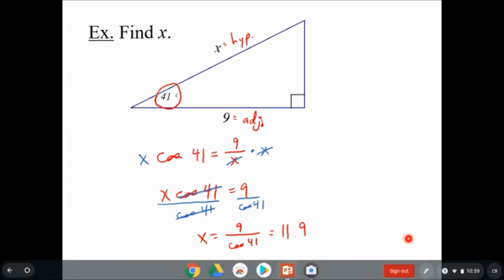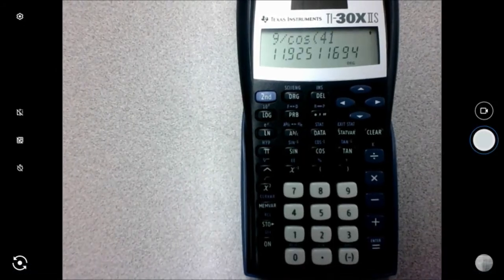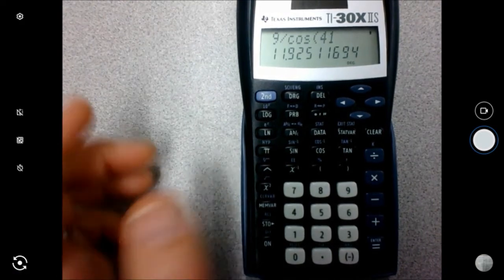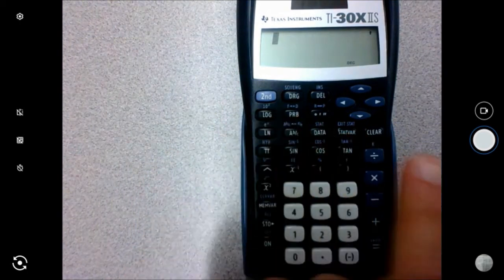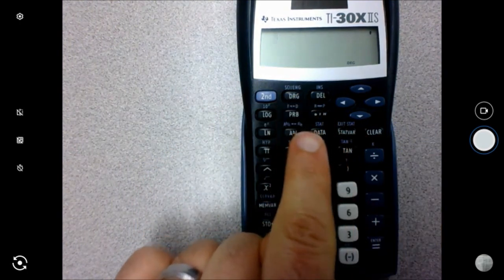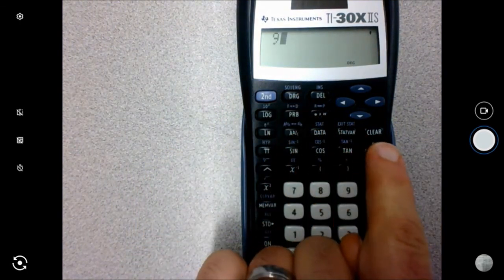Now, one more time, every calculator is different. So some of you had to type the 41 before you can press the cosine. So here's how you would type it. I'm going to type it. It's not going to work on my calculator, but I'm going to type 9 divided by.